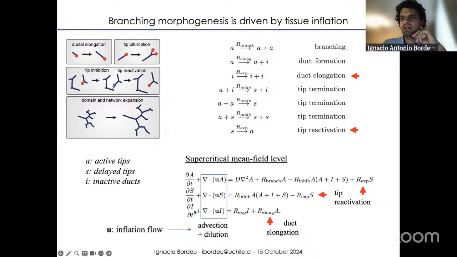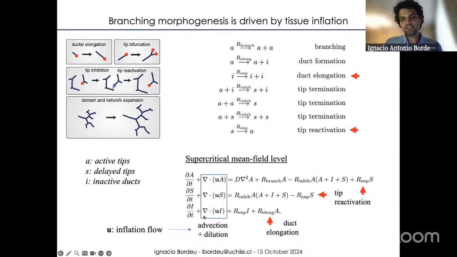The only thing that is quite new is this term here, where we have an advection and dilution term. You can separate this into two terms, and you'll realize that one is an advection term due to the inflation of the tissue, and the other one is a dilution term. That is, as you inflate the tissue, the density of particles is being reduced by this inflation. That has to be compensated by branching and elongation and so on. Here U is just your inflation field. We're assuming that the inflation of the tissue is causing some sort of flow in the particles. It's an advection of particles due to the inflation of the tissue.